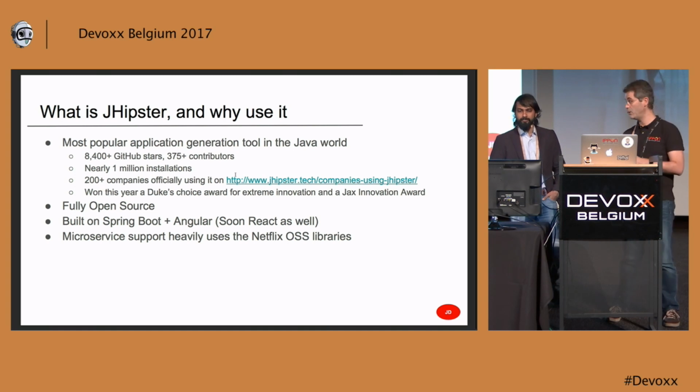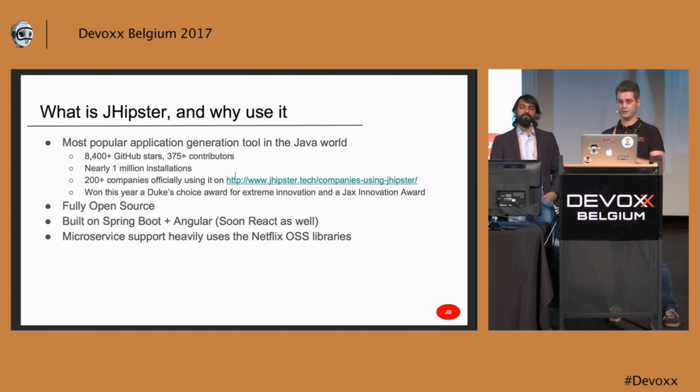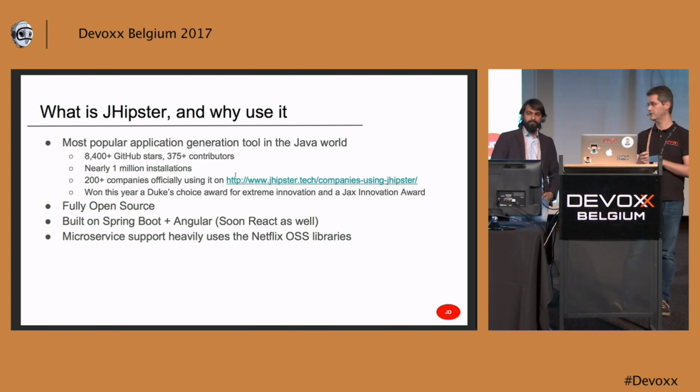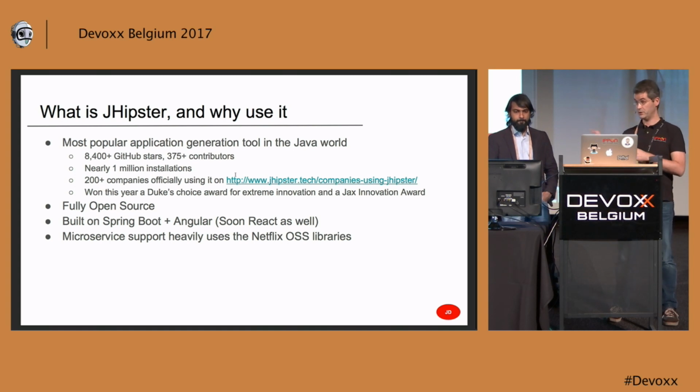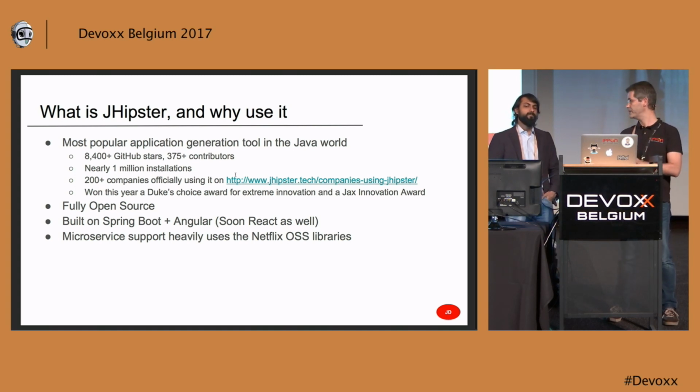We just won 2 awards. The first one is the Duke's Choice Award from Oracle, and the second is Jax Innovation Award at Jax London, I think. Yeah, Jax London. So we just won both of them this year, which is quite unique, I think.